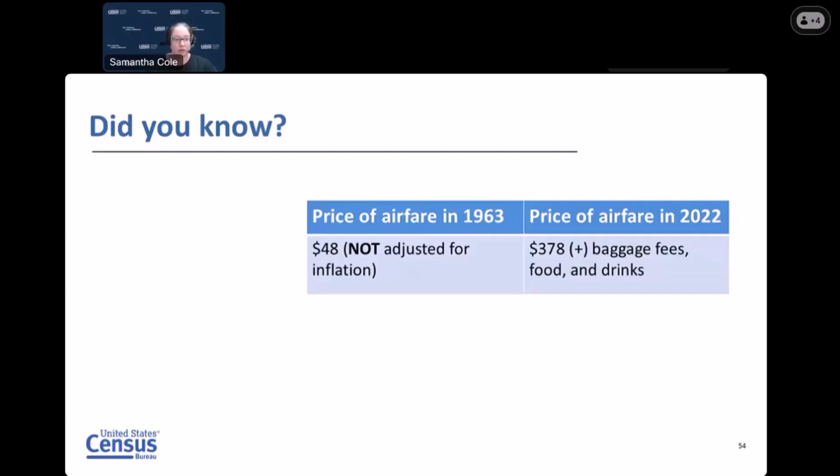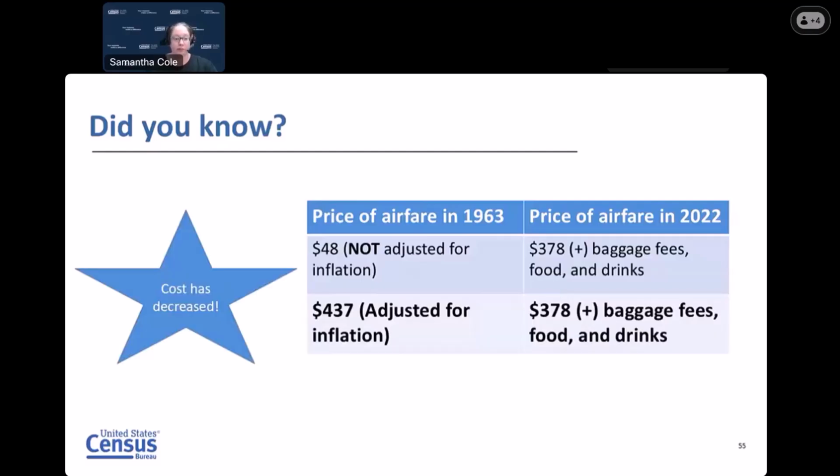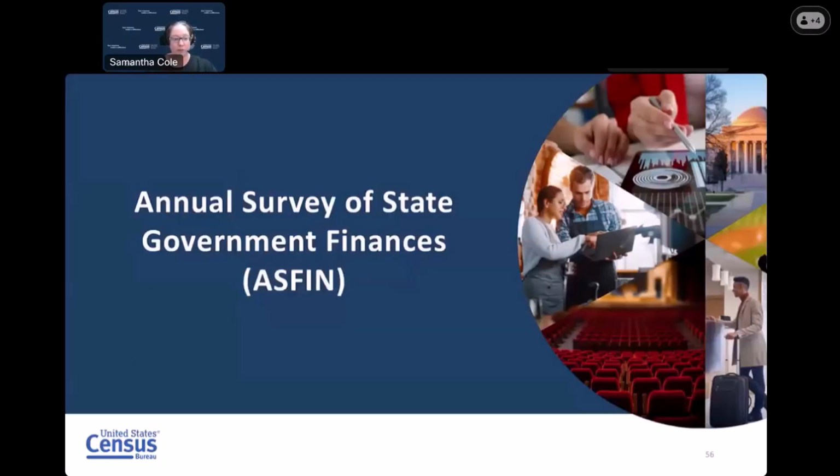Now let's include inflation in here. With inflation adjusted dollars, the price of airfare was on average in 1963, $437 compared to $378 in 2022. So it actually decreased. So that's the power of inflation. What is the buying power of your dollar? And now I'm going to pass the presentation on to Rob.